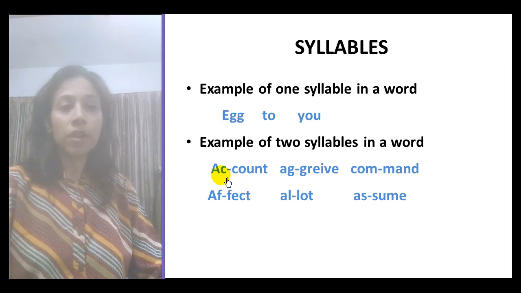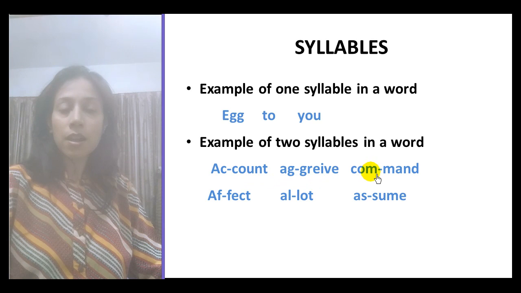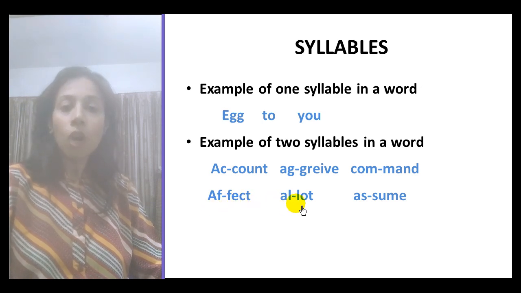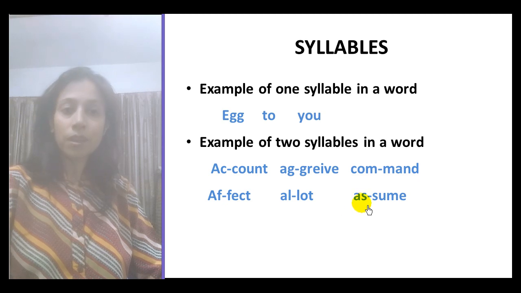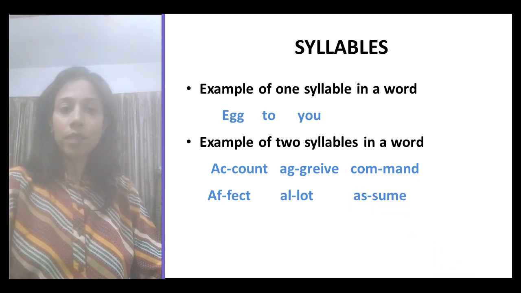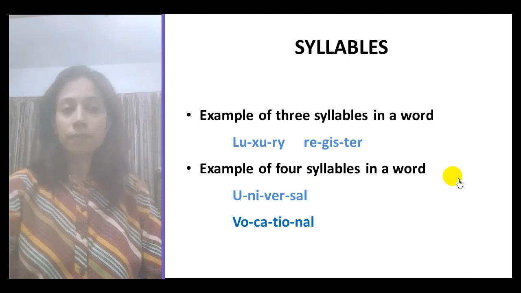Now let us check out the two-syllable words. Here we have the example of account. Account. So there are two syllables. Next one is aggrieve. Next one is command. Fourth one is affect. Affect. Alot. Assume. Right? So this is how words are broken into syllables.